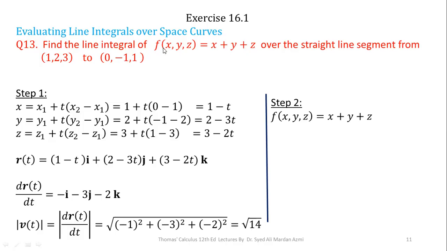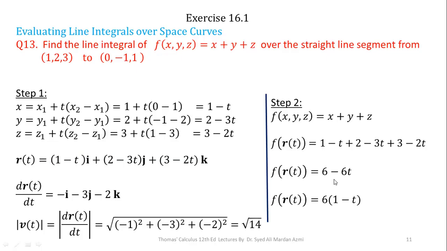In step number 2, we will convert our given function in the form of t. So the value of x is 1 minus t, the value of y is 2 minus 3t, and the value of z is 3 minus 2t. We have substituted these values here. Making the simplification, I get 6 minus 6t. We can take 6 common. So the value of f of r of t is 6 into 1 minus t. So step number 1 and step number 2 are completed.